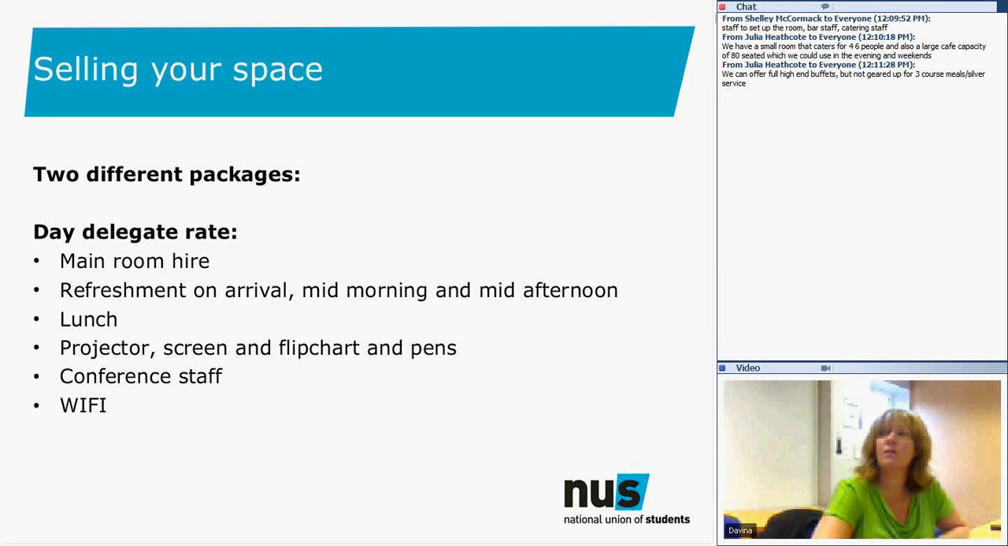Of what you offer, there are two different packages that we currently look for when we're looking at using a venue. The first thing is a day delegate rate. The day delegate rate should normally include the main room hire, refreshments on arrival, mid-morning and mid-afternoon, screen, flip charts and pens in the main room, the help of all the conference staff, and Wi-Fi.